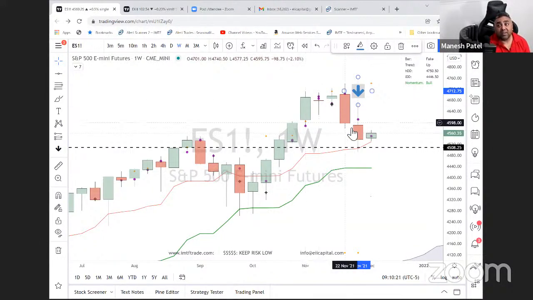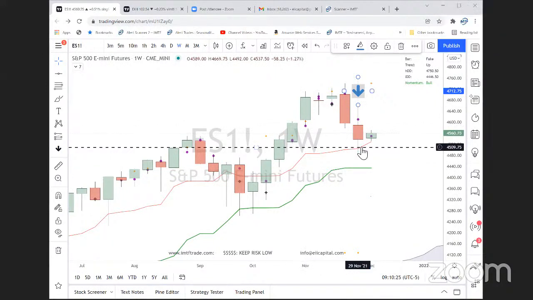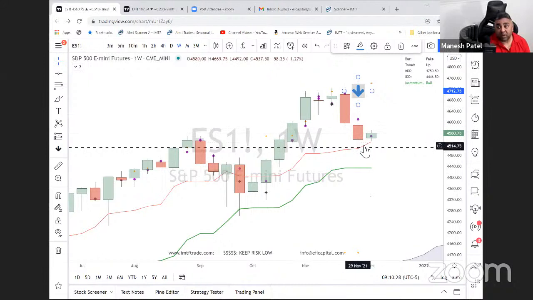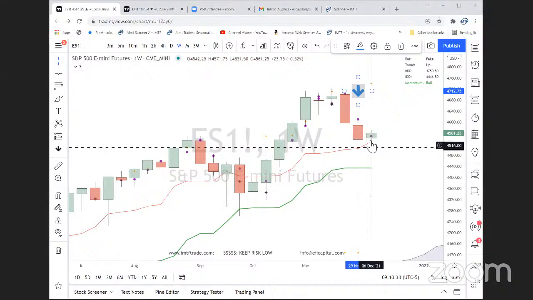Therefore, to me, this is a what? Short term profit taking. Profit taking, short-term downward movement. Everyone understand that?